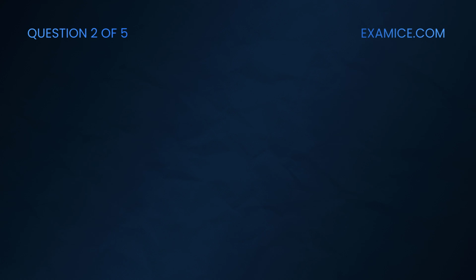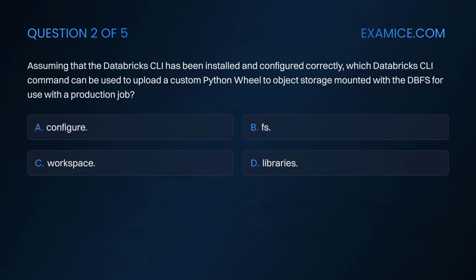Question 2. Assuming that the Databricks CLI has been installed and configured correctly, which Databricks CLI command can be used to upload a custom Python wheel to object storage mounted with the DBFS for use with a production job? Option A. Configure. Option B. fs. Option C. Workspace. Option D. Libraries.